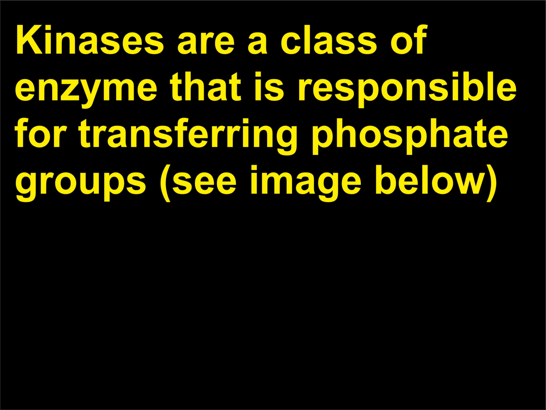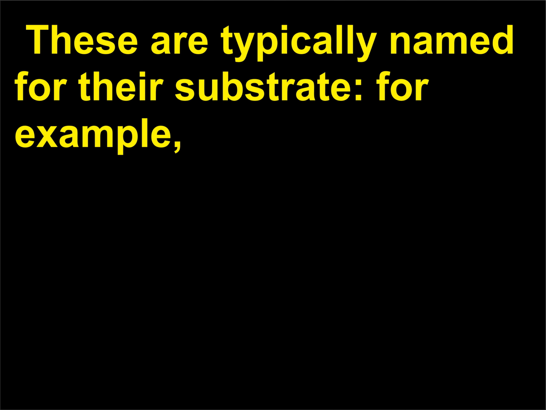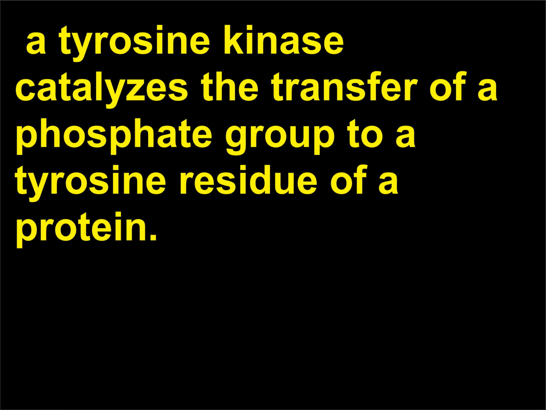Kinases are a class of enzyme that is responsible for transferring phosphate groups, see image below, from donor molecules, such as ATP, to substrates during a reaction called phosphorylation. These are typically named for their substrate, for example, a tyrosine kinase catalyzes the transfer of a phosphate group to a tyrosine residue of a protein.